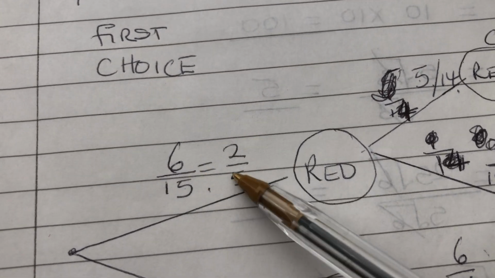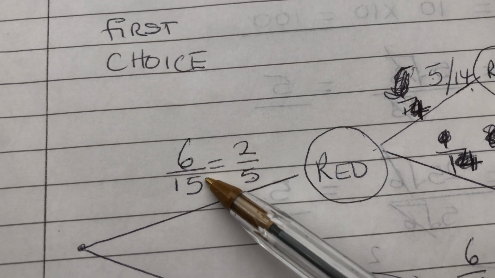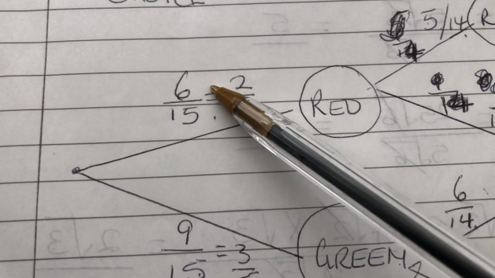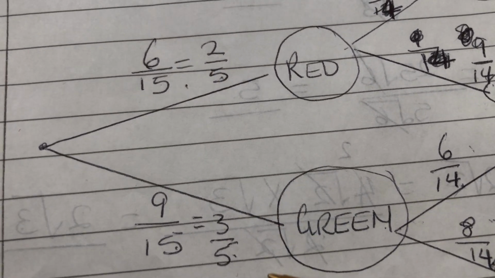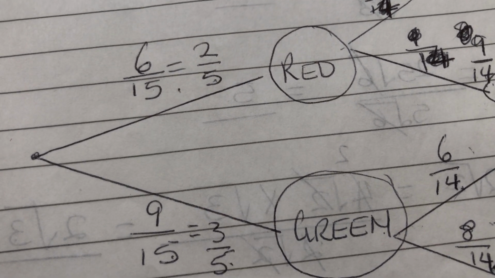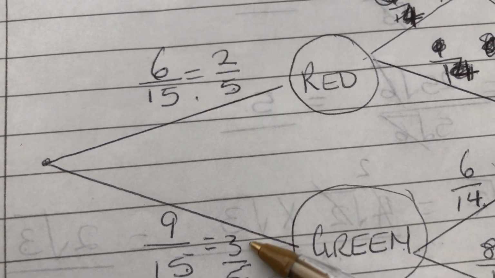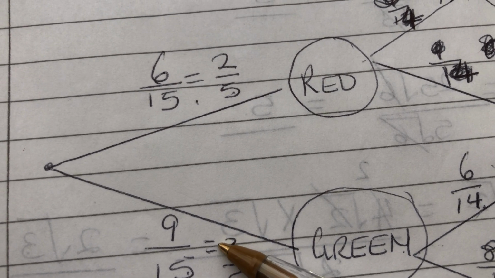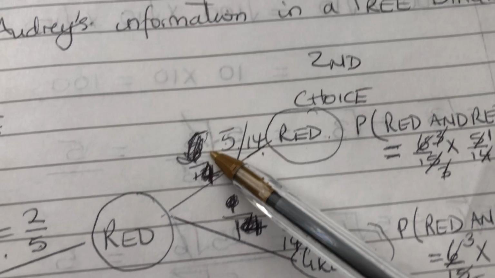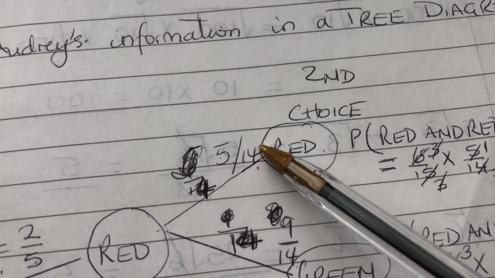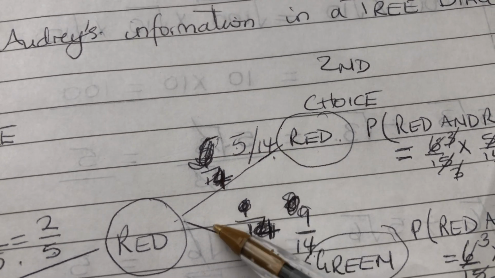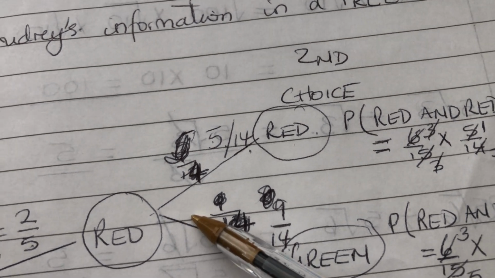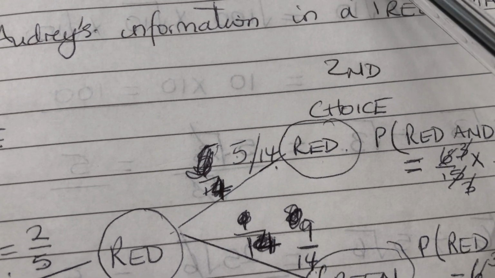So this is the first choice. Red is 6 out of 15. Therefore, green will be what? 9 out of 15. You can reduce it or leave it in this form. Now, the second choice. Oh, she does not replace it here.